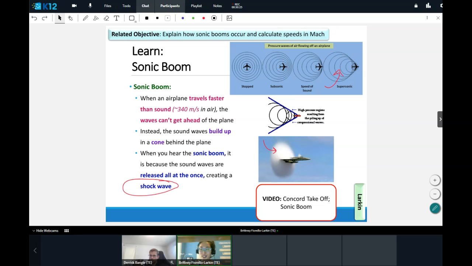Super cool, right? Sonic booms tend to be with really fast planes. This is number 4. Go ahead and fill in the first blank with the word cone and the second blank with the word shock. Again, it builds up in a cone and then creates a shock wave. 20 seconds, fill in those blanks.